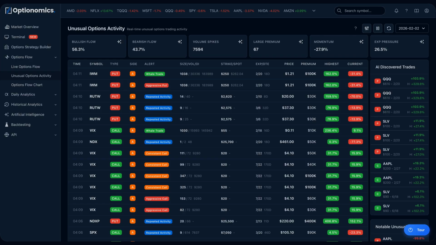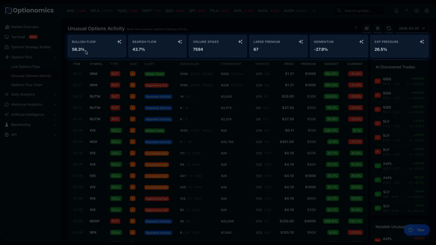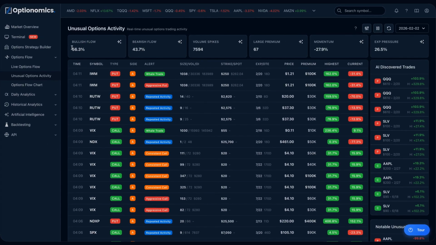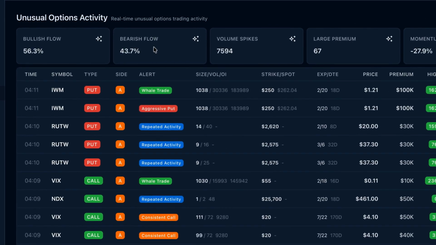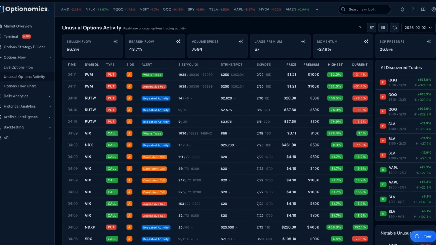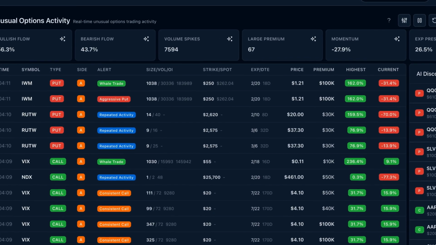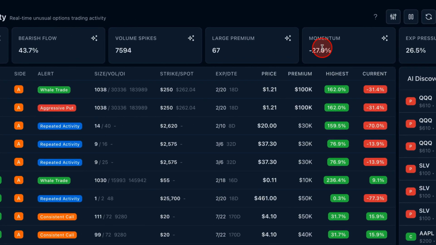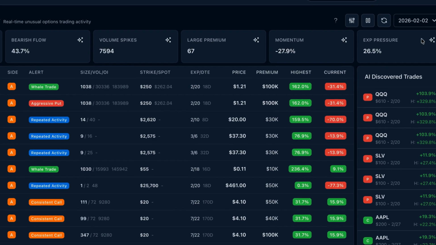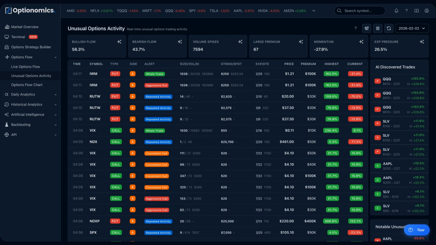So how do you actually spot this on the page? The layout follows a clear flow. First at the top, you get the market's mood with 6 key metrics. Bullish flow tells you what percentage is betting on prices going up. Bearish flow is the opposite. Volume spike shows trades with much higher volume than normal. Large premium often signals institutional involvement. Momentum tells you if activity is picking up or slowing down. Expiration pressure shows how much is set to expire soon.